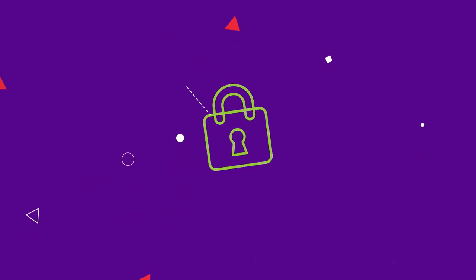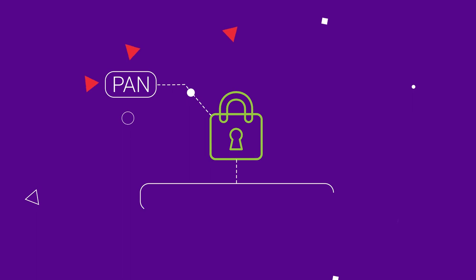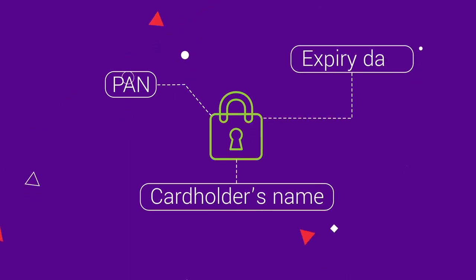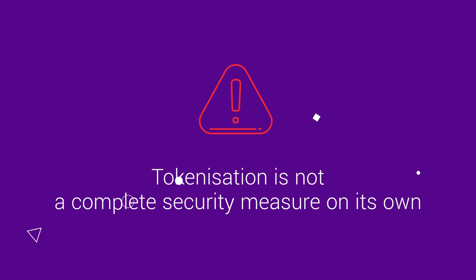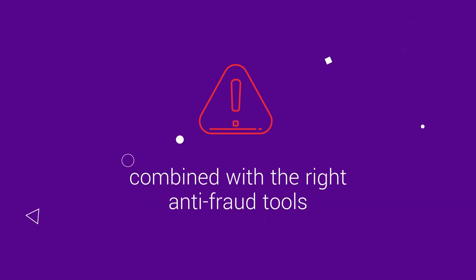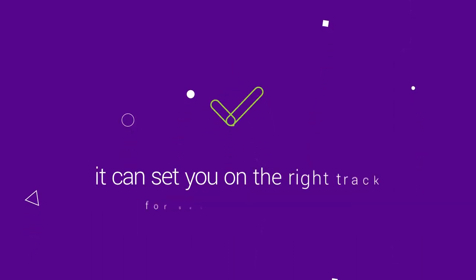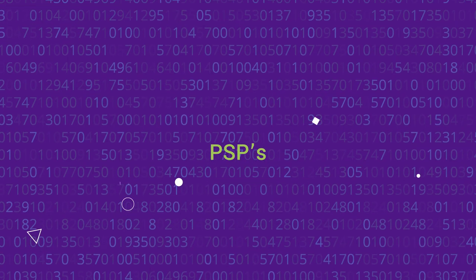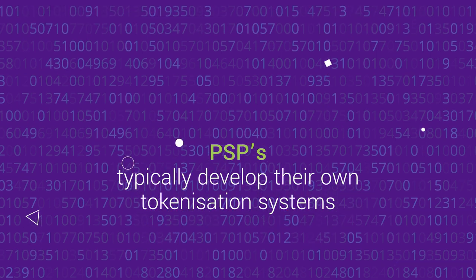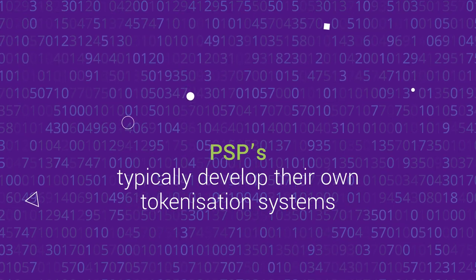Tokens help safeguard your cardholder's sensitive payment card details, such as PAN, cardholder's name, and other data against fraudsters. While it's not a complete security measure on its own, combined with the appropriate anti-fraud tools, it can set you on the right track for secure payments. Payment service providers typically develop their own secure tokenization system for their merchants to use.